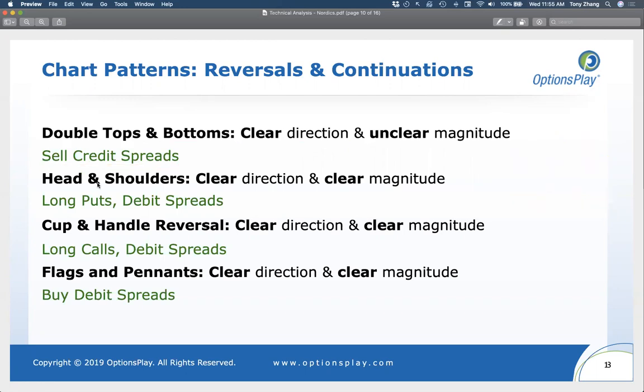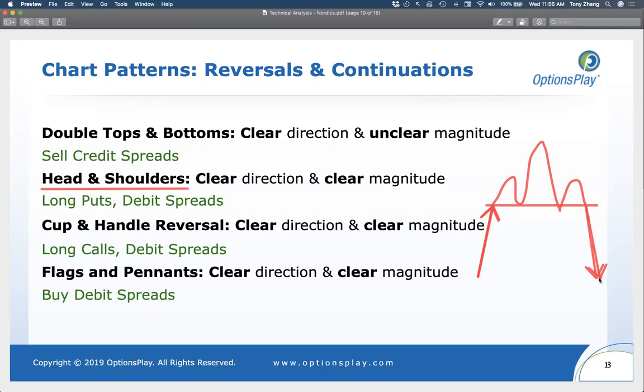Another popular reversal pattern is the head and shoulders pattern. This is when you have a similar type of double top, but it looks something like this, where you have a left shoulder, a right shoulder, and then you have a head. The difference with a head and shoulders pattern is the fact that you have a neckline with a clear sense for magnitude, because to enter a head and shoulders formation, you need to have a neckline, and you also have a projected move.